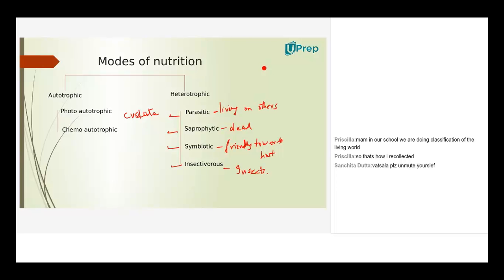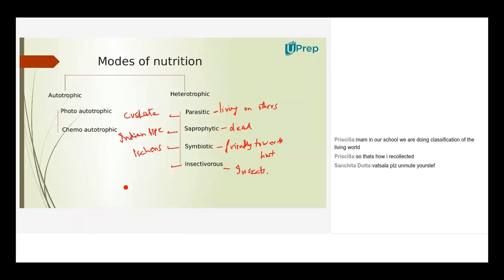Ma'am, Indian pipe. Indian pipe, yes. I don't know how many of you remember we had discussed this plant, Indian pipe, quite a lot. Ma'am, and coral roots. Coral roots, okay. And what about symbiotic? In lichens, algae and fungus. Lichens, yes, lichens, fungi and algae.